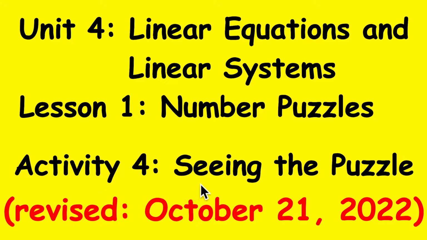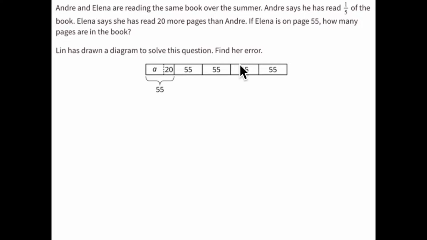This is Activity 4, Seeing the Puzzle, from Lesson 1, Number Puzzles, and Unit 4, Linear Equations and Linear Systems. And this is a revised version. So here's the puzzle, and here is Lynn's drawing of that puzzle. The problem says that Lynn made an error in her drawing, and your task is to explain that error. So find the error and explain it.